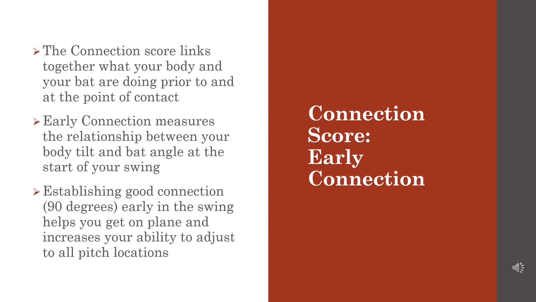Early connection is basically the angle of the bat relative to your spine prior to the start of your swing. It measures the relationship between your body tilt and the bat angle. We have a visual on the next slide to show you, but Blast generally is recommending a 90-degree angle between your spine and the angle of your bat.